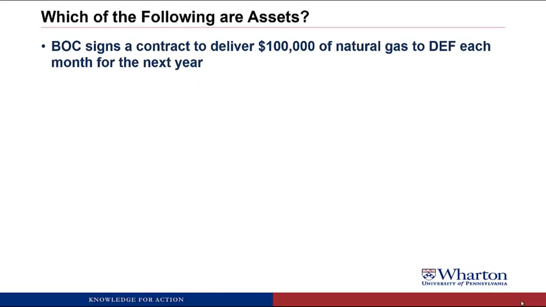Next, BOC signs a contract to deliver $100,000 of natural gas to DEF each month for the next year. This one will not be an asset because there's been no past transaction or exchange. Every exchange of cash, goods, or services is going to happen sometime in the future. Nothing has been exchanged yet, so there can't be an asset for it.